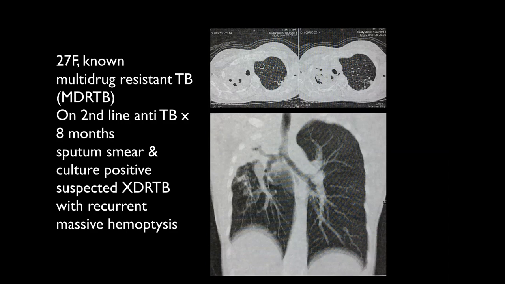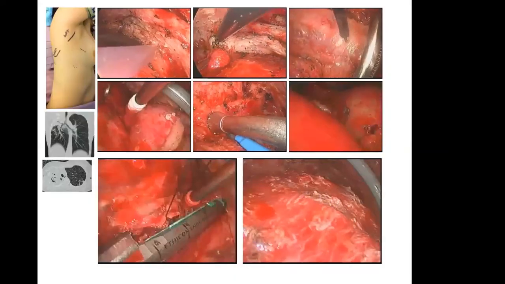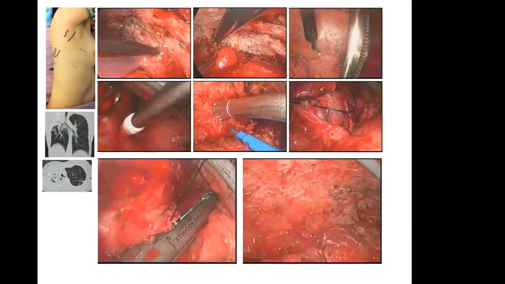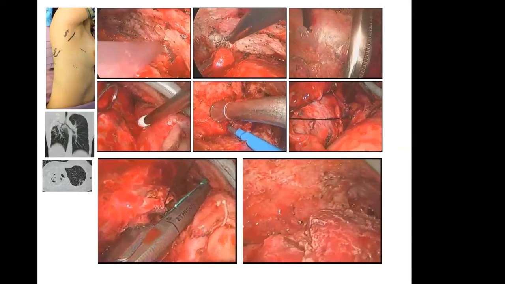You can see on the CAT scan a severely destroyed upper and middle lobe, and the left lung is already hyperaerated. There's likewise a fungus ball, an aspergilloma, on the right upper lobe. So this is a typical patient that we do.